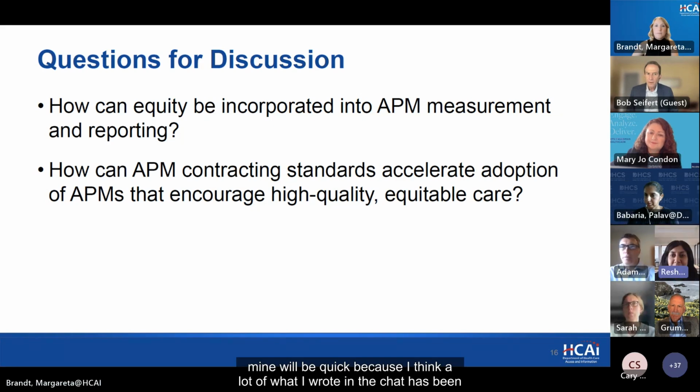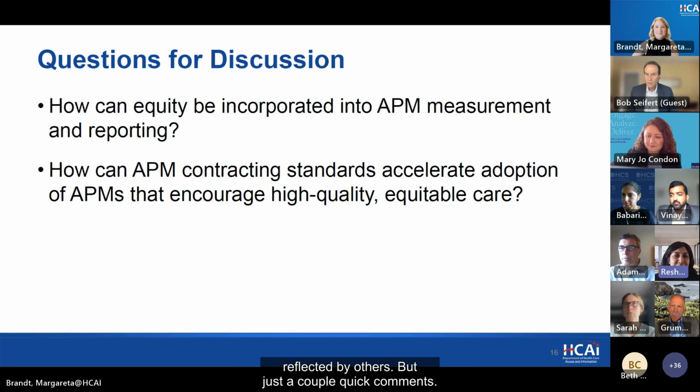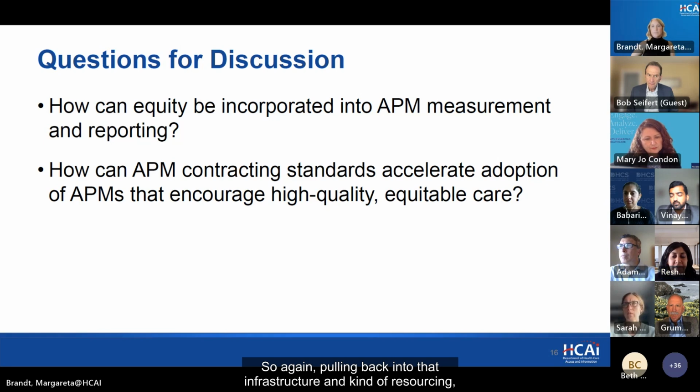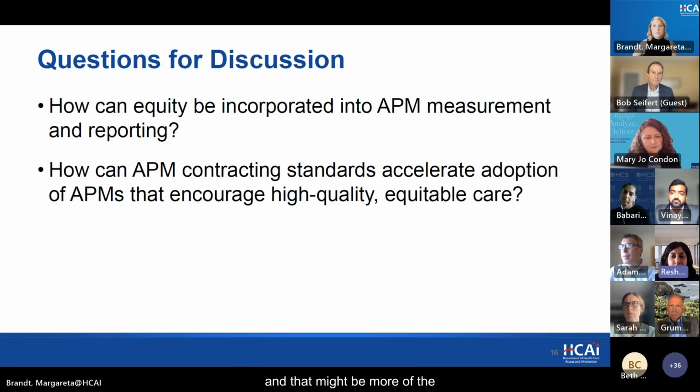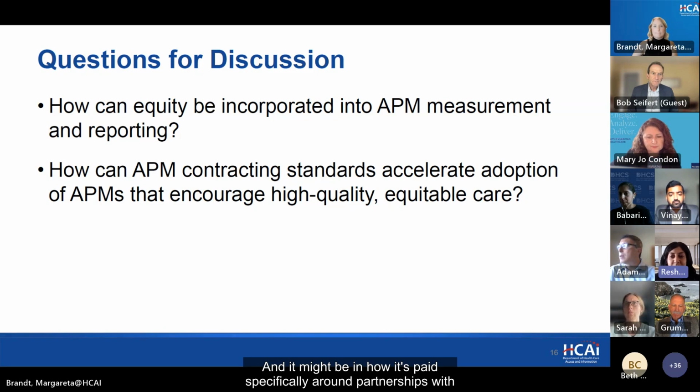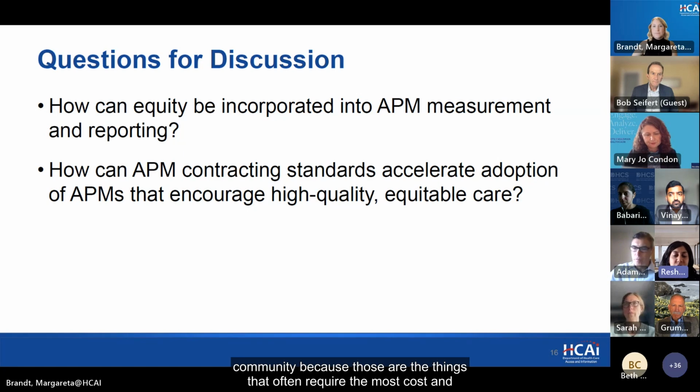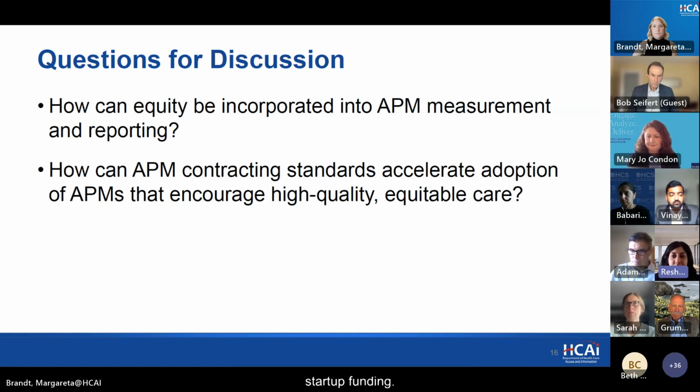Yeah, mine will be quick because I think a lot of what I wrote in the chat has been reflected by others. But just a couple quick comments. One is about making sure that whatever we decide, there's a clear strategy around equity in relation to individual patient disparities, but then also at the practice level. So again, pulling back into that infrastructure and resourcing, and that might be more of the adjustments that we think about, or how we think about allowing groups to have some kind of promotion in the program, and it might be in how it's paid, specifically around partnerships with community, because those are the things that often require the most cost and startup funding.